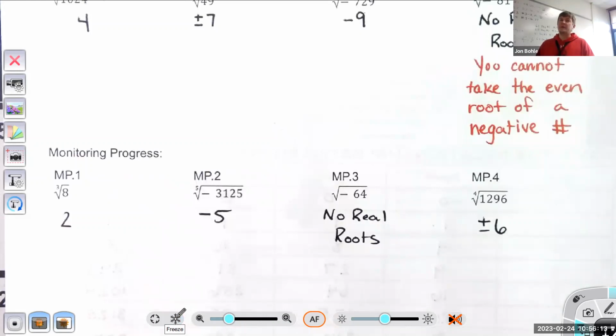You guys dealt with roots before? I feel like you should have had square roots at some point, middle school. A little bit.